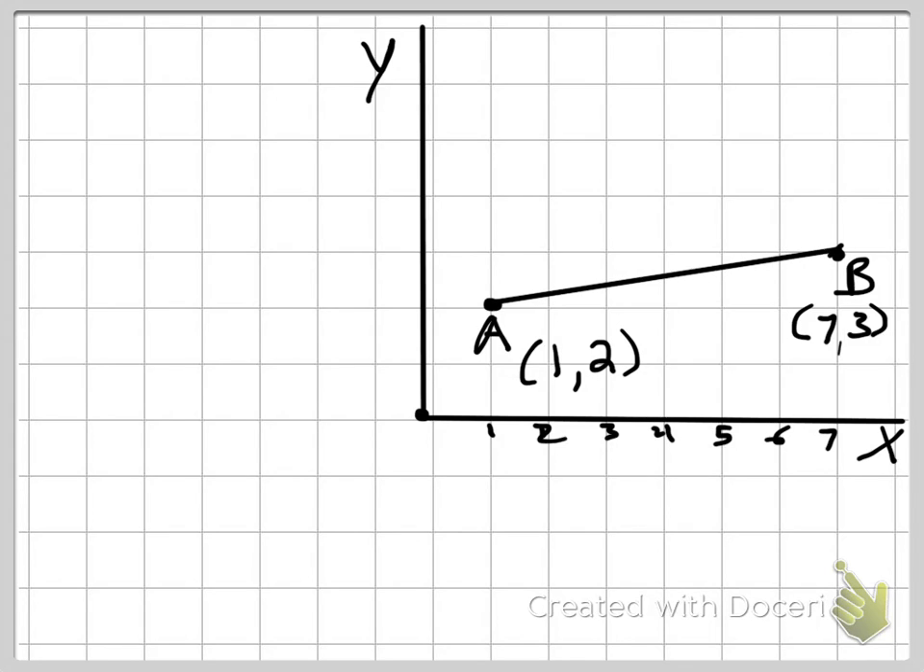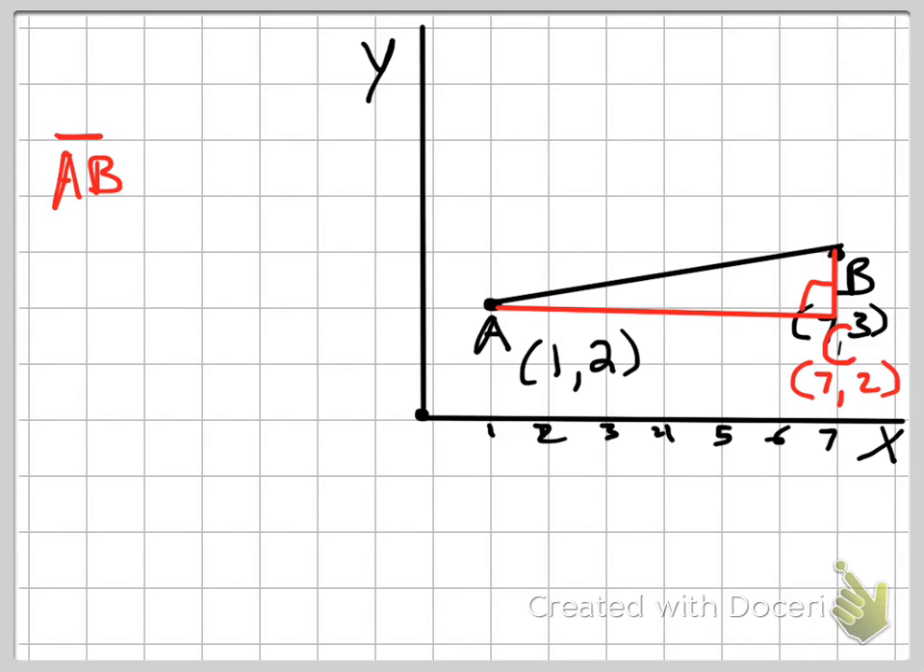So there's a line connecting point A and point B. And I want to find, say I have an imaginary triangle between point A and point B, and then an imaginary point C at 7, 2. So I've made a triangle from points A and B. I made a right triangle, and I can use the Pythagorean theorem to find side AB.